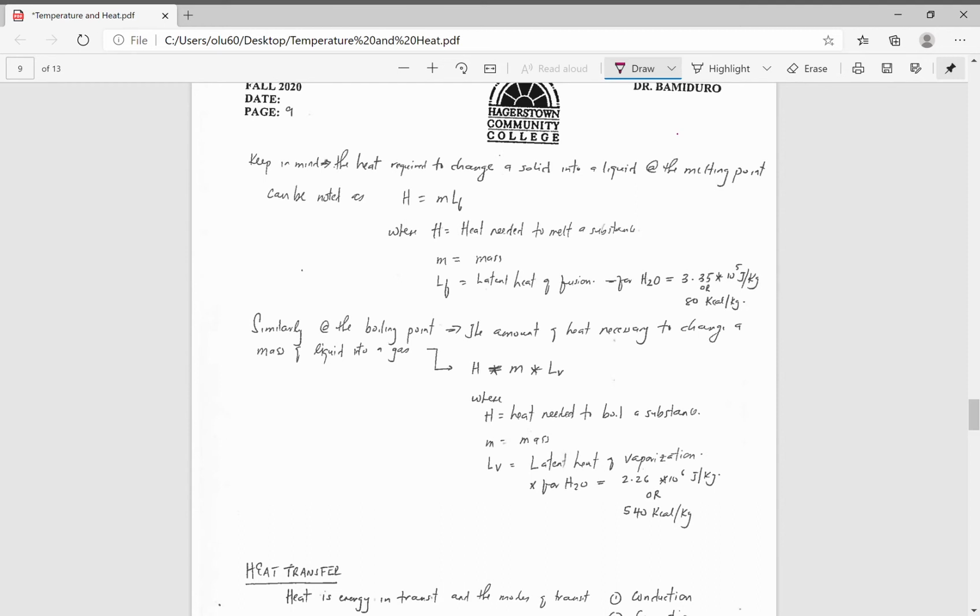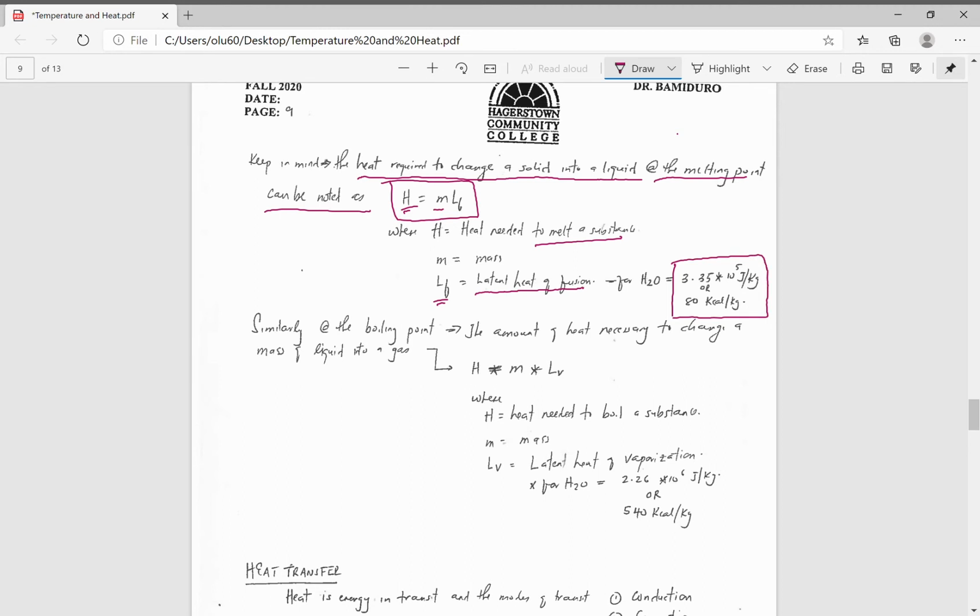Always keep in mind that the heat required to change a solid into a liquid at the melting point can be noted as this equation right here, which is of course, H, the heat energy needed to melt a substance. M is the mass, and L sub F is nothing more than the latent heat of fusion. And for water, you'll see your table, but here are the actual data.